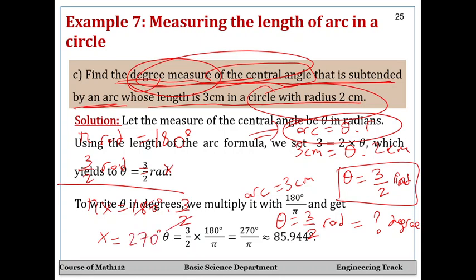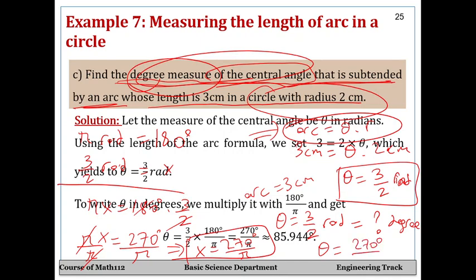This will give you 270 degrees. You divide both sides by pi, and you get 270 divided by pi. So this will be the degree measure of the angle here. So theta will be 270 degrees over pi. So it's about 90 degrees if you take pi to be around 3. But this is the exact solution here.